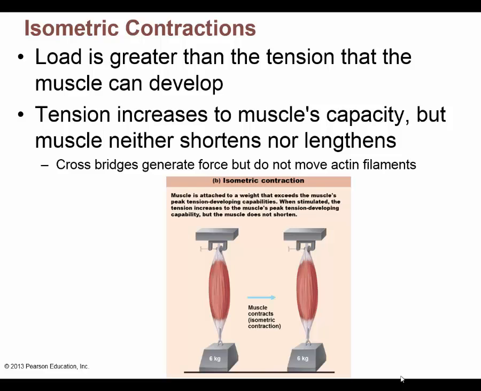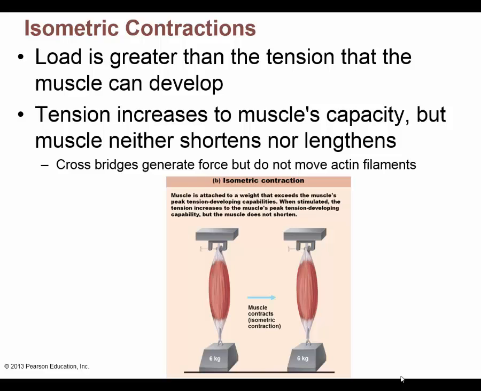My example: if I'm trying to push a car or lift something that's too heavy, I can briefly try to lift it, or I can really try to lift it. I can change the tension. Either way, if it's too heavy for me to lift, my muscle's not going to shorten. So my tension can increase up to my muscle's capacity, but if it's too much, the muscle won't shorten, and it's not going to lengthen, and that car's not moving anywhere.